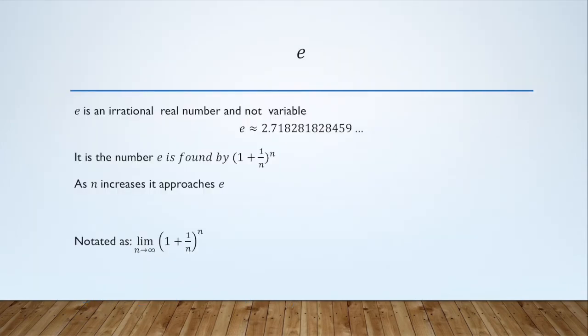Next, we need to talk about e. e is an irrational real number. It is not a variable. If you plug it into your calculator, there's a special button for it. It's found by taking the limit of 1 plus 1 over n, to the n, as n approaches infinity. This is its notation. What you need to know is that it's not a variable.